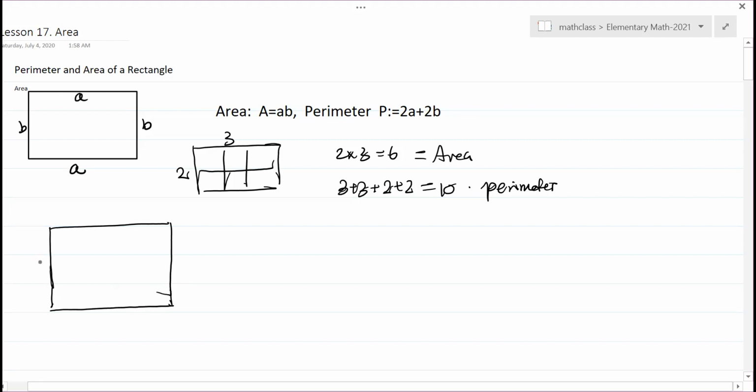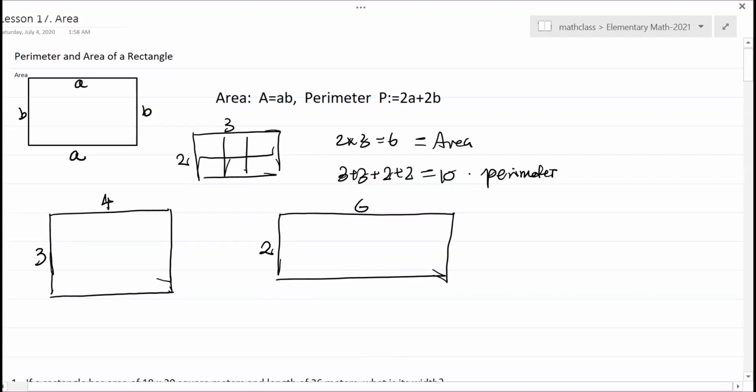So this side is 3, here's a 4. For example, this rectangle. Sometimes two different rectangle shapes can still have the same area, but the length around would be different, so the perimeter will be different. Let's look at another one. This side is 2, here's 6. So look at these two rectangles. Both have the same area, 12.